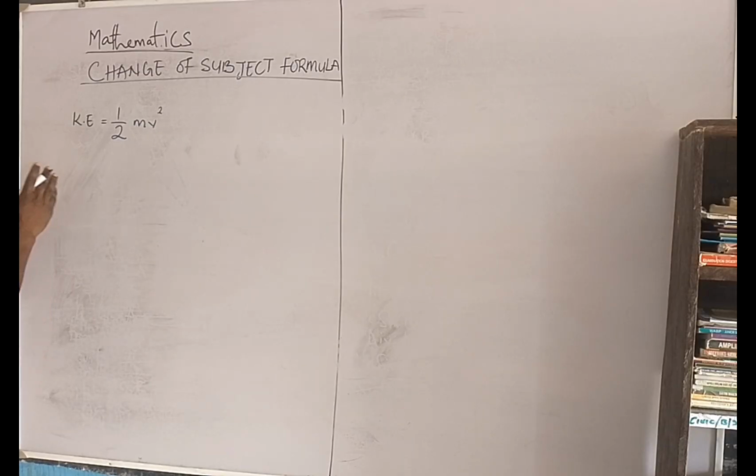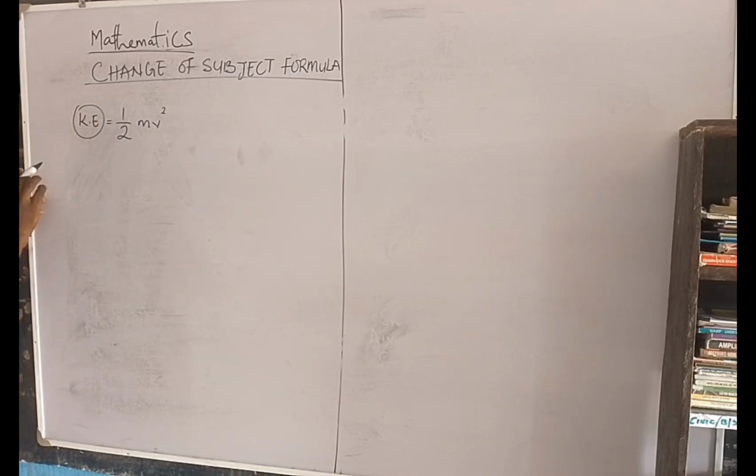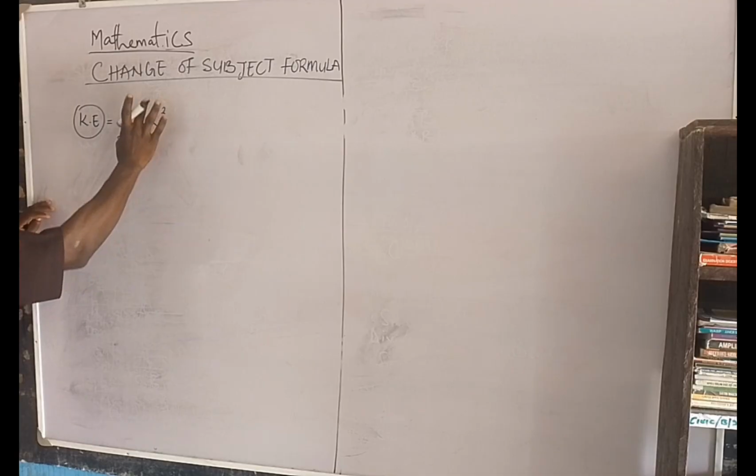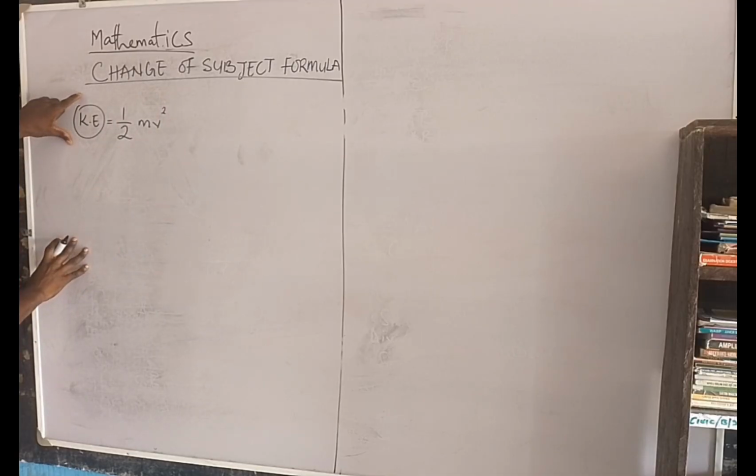Okay, now you will notice that the KE is isolated, is standing alone, while the half mv squared are all standing together. Now this becomes the subject. It's more like the one being discussed here, so this becomes the subject.